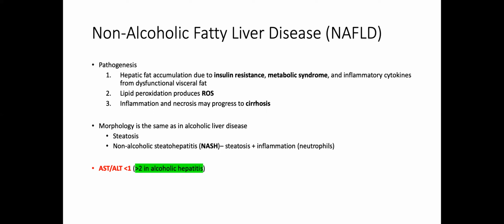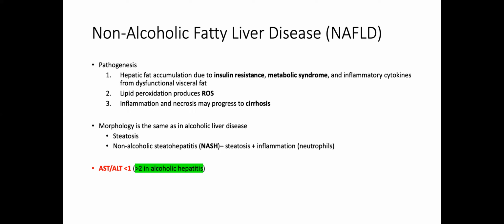So let's say that our AST and ALT are both 50. So it's elevated, but not terrible. They're close to 50, like one's 50, one's 48. That's about 1, less than 1. So that's going to be non-alcoholic fatty liver disease.